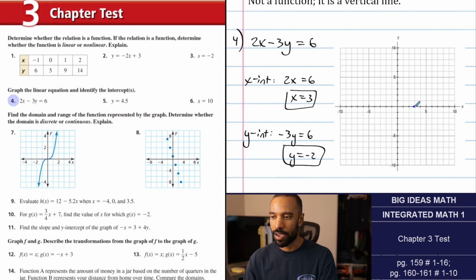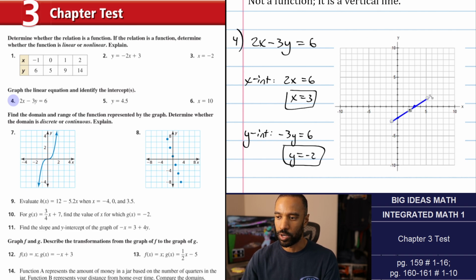They did say identify the intercepts. We got them. So once we have this thing graphed, we're done. Use a straight edge to draw this line because we're going to complete it, not just right here. We're going to go as far out as we can on our own window range. So out here and out here.